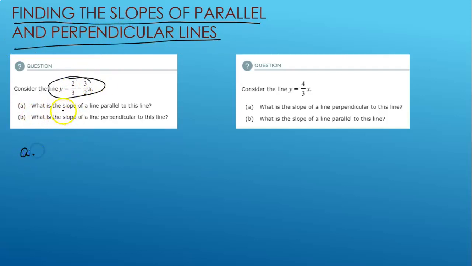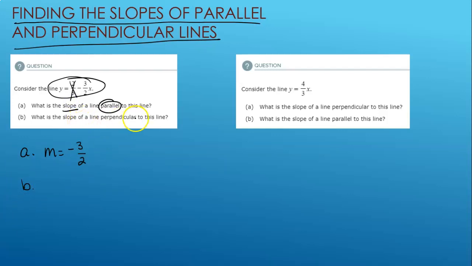A says, what is the slope of a line parallel to this line? Well, remember, parallel lines have the same slope. The slope of the equation that they gave is -3/2, and so I would leave that the same for a line parallel to that. I don't care about the 2/3 because that's the y-intercept, and that doesn't have anything to do with parallel and perpendicular.